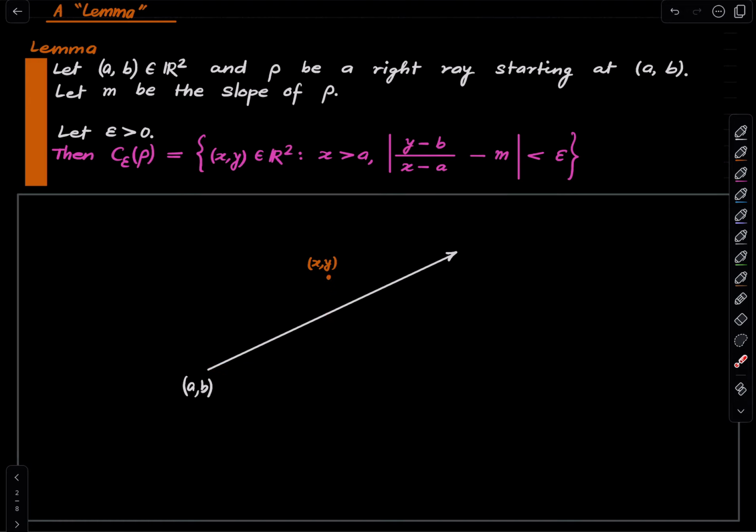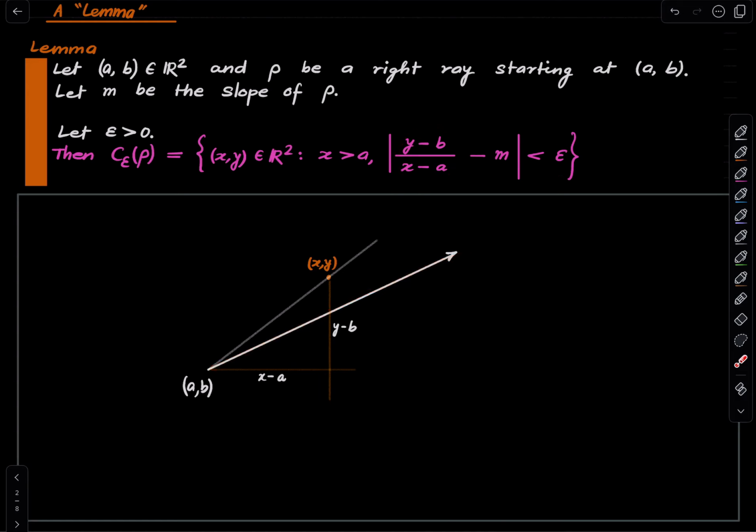Let me draw it. That's y minus b, and this is x minus a. So this ratio is nothing but the slope of this line, y minus b divided by x minus a. And we are saying this slope, let me draw that line, we are saying the slope of that line that I just drew is not very far away from the slope of the starting ray. It is less than epsilon far away from it.